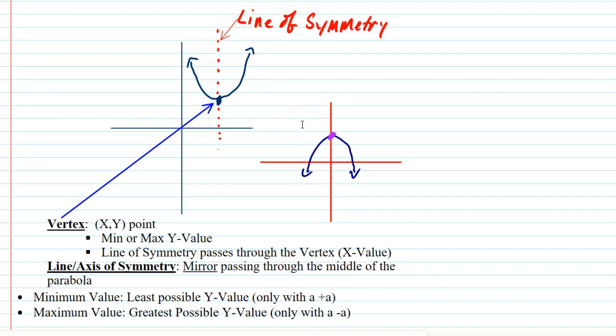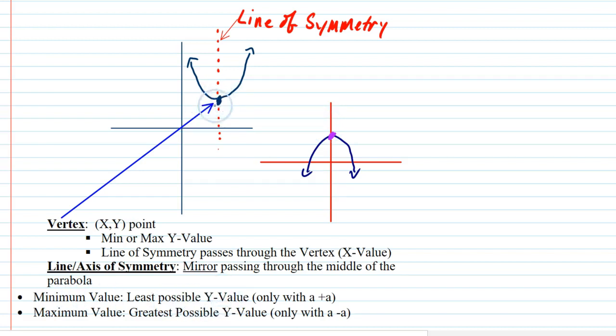Some more key components: the vertex. The vertex is one of the most important parts here. The vertex is literally the center of your graph. Now the vertex is going to contain the minimum or the maximum y value. Notice here that it's the lowest, or the minimum, and notice over on the right that that is the maximum, or the highest. So the minimum value is the least possible y value.